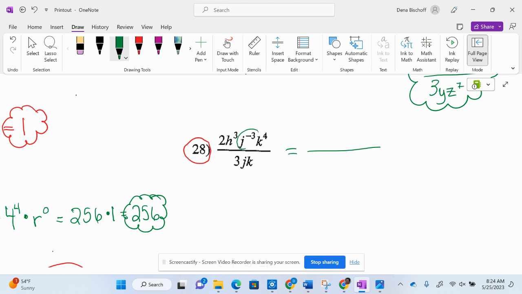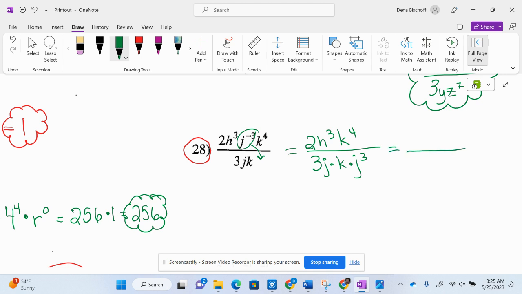Yeah, the only thing that's getting moved is this guy downstairs, right? I'm moving this down to the bottom. So I have 2, oh, sorry, I said 2 and I drew a 3. I have 2h cubed k to the 4th. And in the denominator, I have 3j to the first power times k times j to the third power, because I moved this down to the bottom.